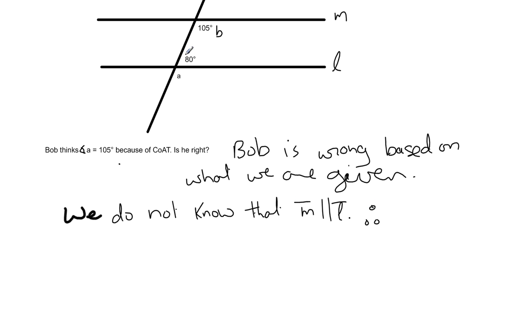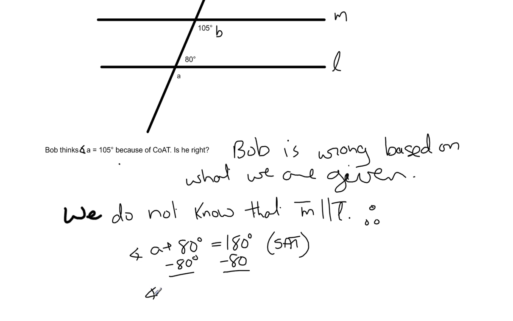Therefore, we can use another theory we know: supplementary going across. We do know this is a straight line, and we do know L is a straight line, so we know 80 plus A has to equal 180 degrees. A plus 80 has to equal 180 degrees. Why? SAT, supplementary angle theory. So if we take 80 away from this side, and we take 80 away from this side, angle A actually equals 100 degrees.